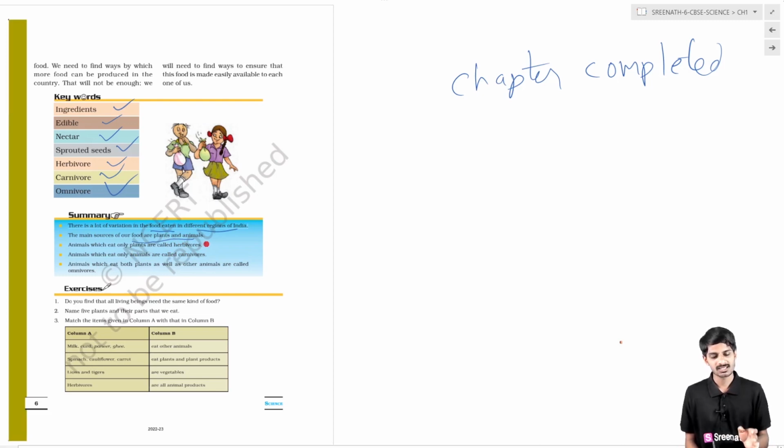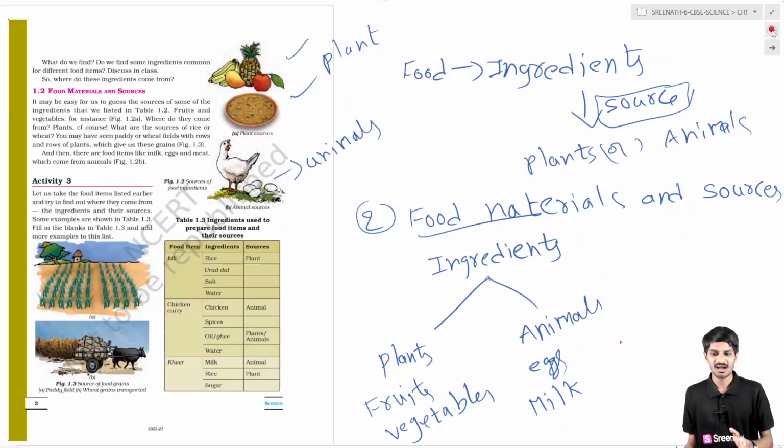Animals which eat only plants are called herbivores. Animals which eat animals are called carnivores. Animals which eat both plants and animals are called omnivores. Okay, now our chapter is completed. So we are going to have a quick summary of the whole chapter.